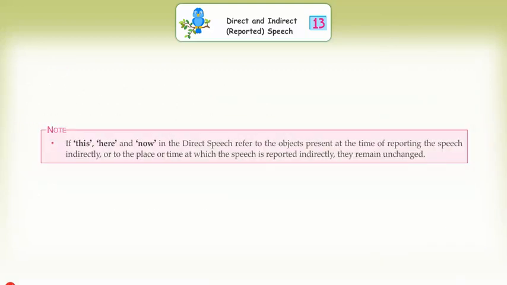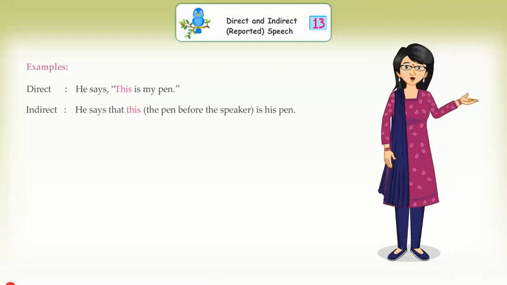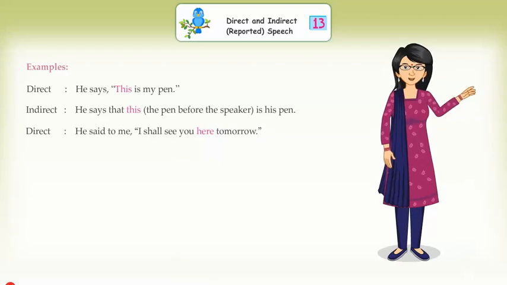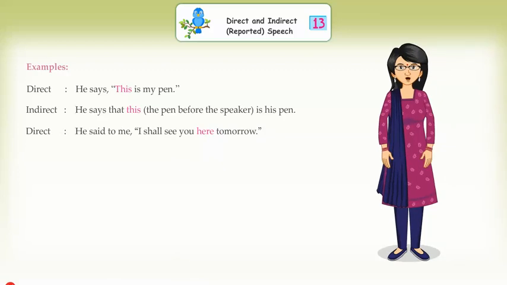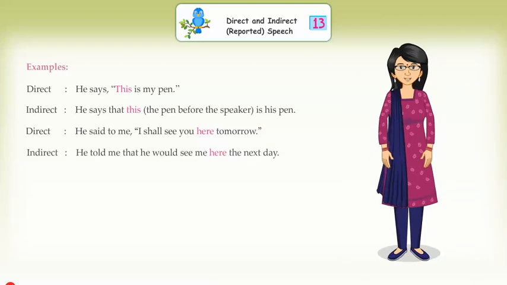Note: if this, here and now in the direct speech refer to the objects present at the time of reporting the speech indirectly, or to the place or time at which the speech is reported indirectly, they remain unchanged. Examples. Direct: He says, "This is my pen." Indirect: He says that this, the pen before the speaker, is his pen. Direct: He said to me, "I shall see you here tomorrow." Indirect: He told me that he would see me here the next day. The speech is reported indirectly on the same spot.